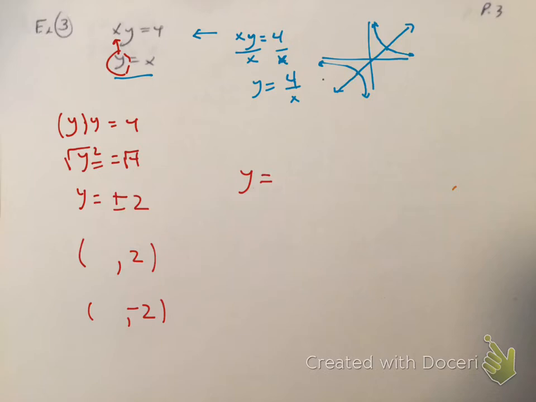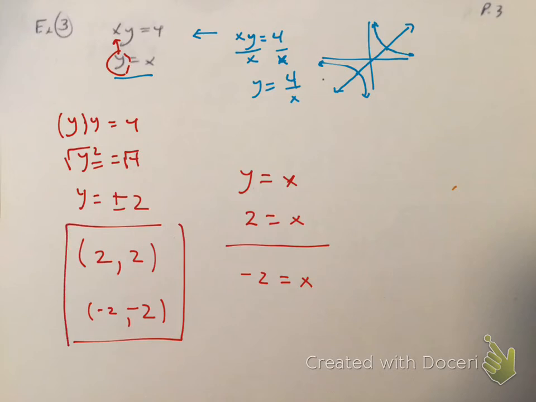But y is equal to x, so I can plug in the 2 here, and that's going to give me a 2. And if I plug in a negative 2 in place of the y, that's going to give me a negative 2. So you can tell by our beautiful picture that this point and this point are the ones that we're talking about in quadrant 1 and quadrant 3. So there's the third example.